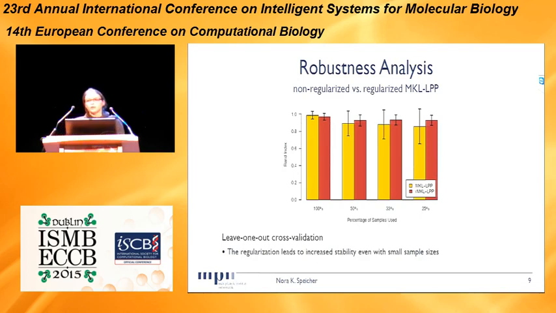These are results of a leave-one-out cross-validation. This means we always deleted one patient. We did the whole dimensionality reduction and clustering procedure, and we compare the final clustering to the clustering of the full data set. So you can see as the size of the data set decreases, the robustness of the non-regularized version also decreases strongly. So we get a lot of variance in our leave-one-out clusterings, while for the regularized version, the results remain stable.